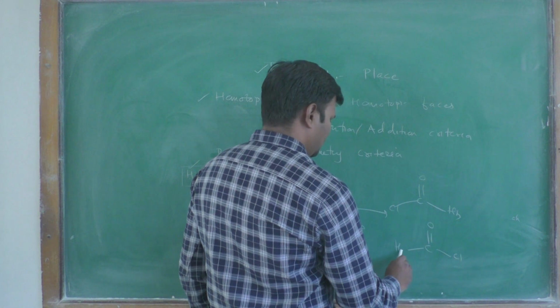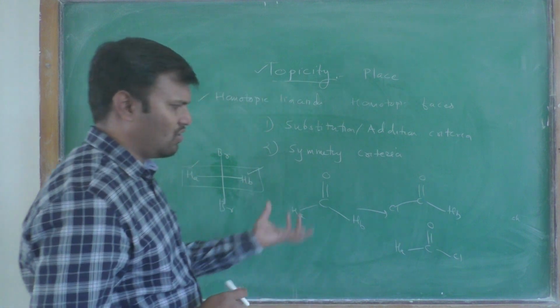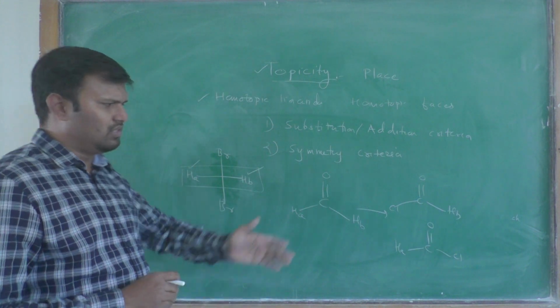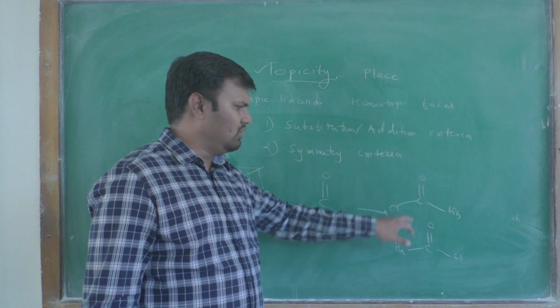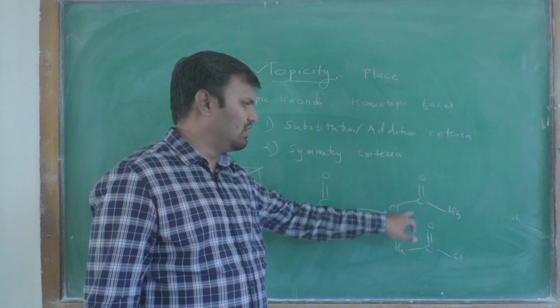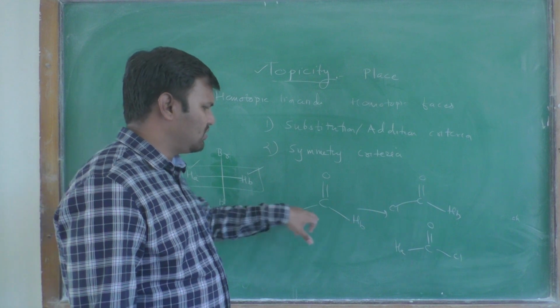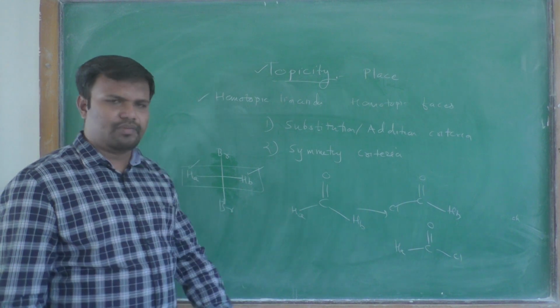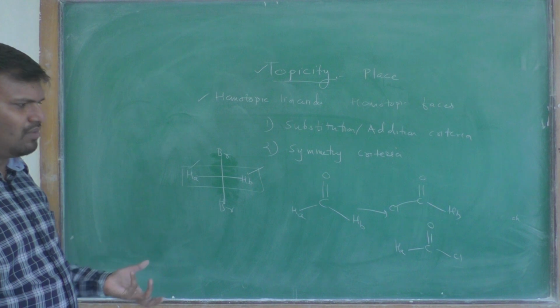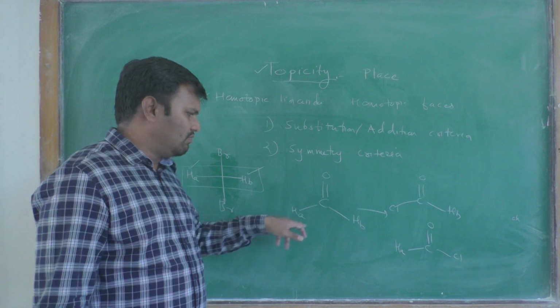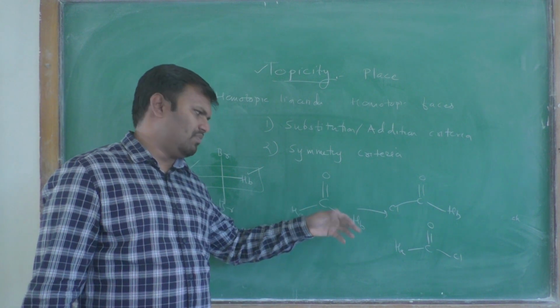We substitute HA or HB with other atoms or groups. These two compounds are one and the same compound with the same chemical basis. Therefore, these two ligands are called homotopic ligands, after replacing one of the atoms with any group.